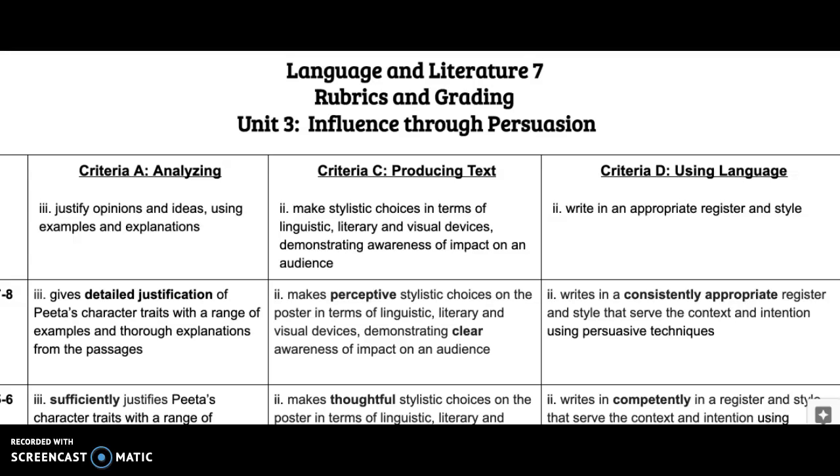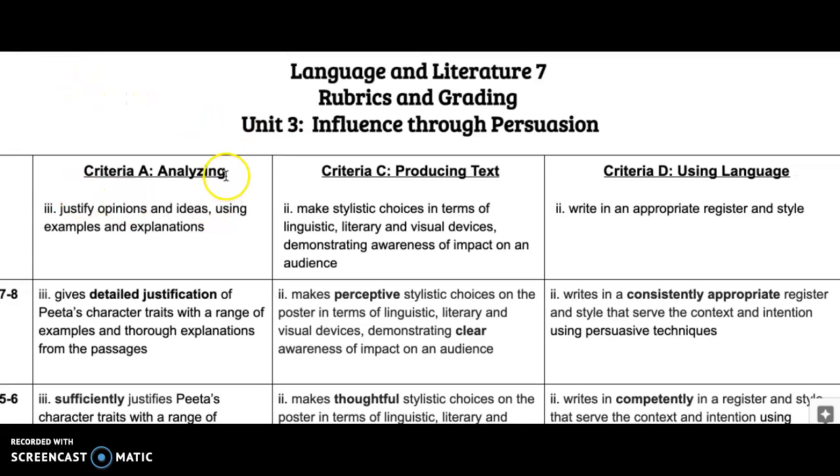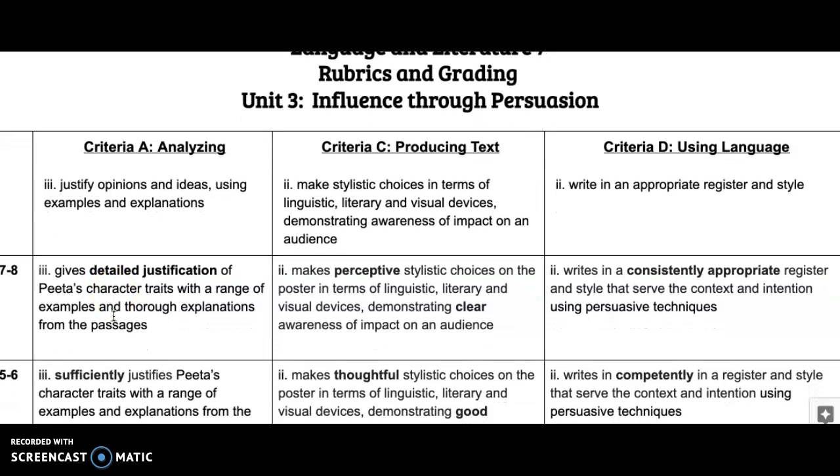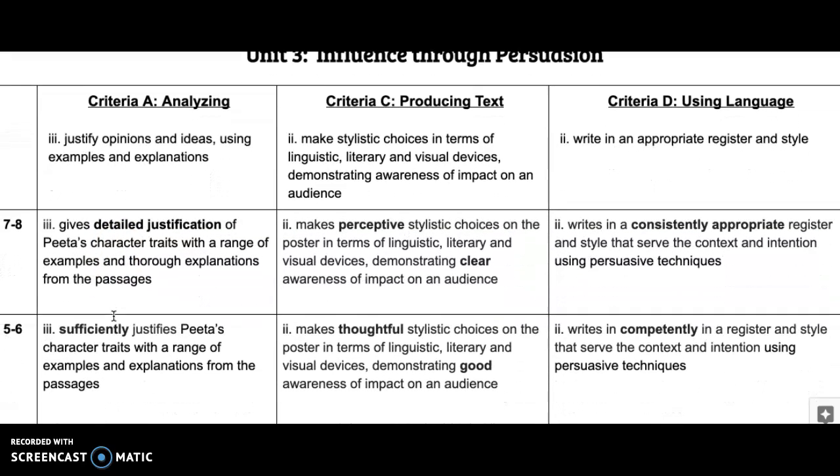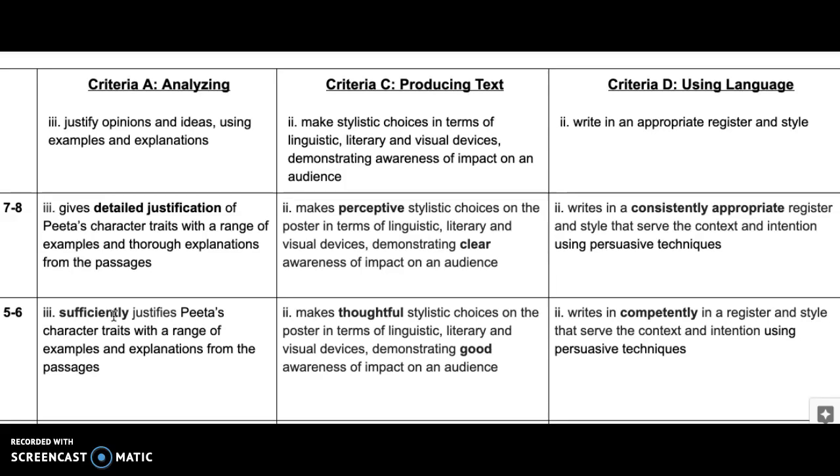This is Ms. DeLu, and for this short video, we're going to look at the rubrics and help you understand how you'll be assessed. As you can see, there are three different criteria. Let's start with the first criteria, A, which is for analyzing. The strand we are using for this assessment is justify opinions and ideas using examples and explanations. Along the left-hand column, there are the different levels, 7, 8 being the highest down to 0. So let's look at the 7, 8.